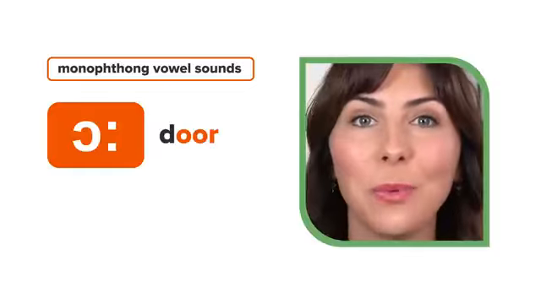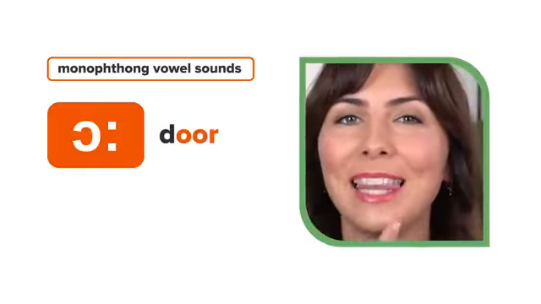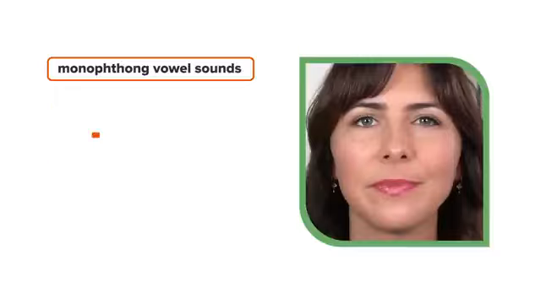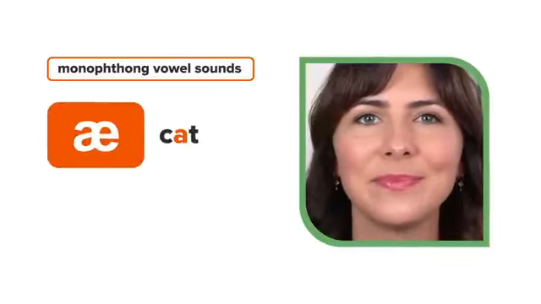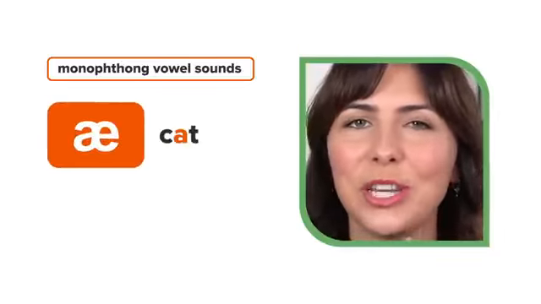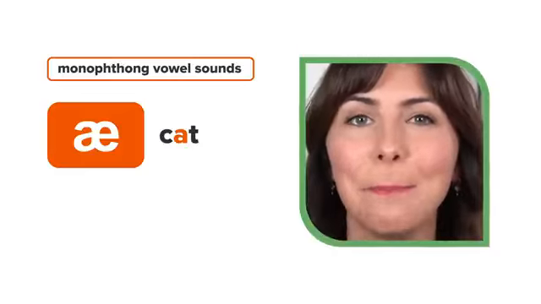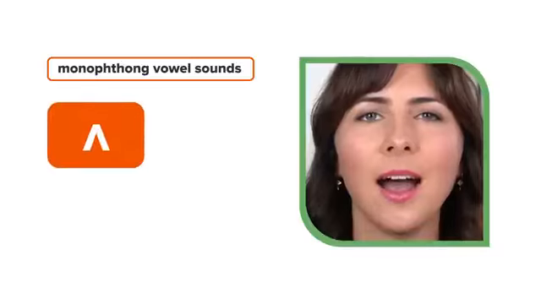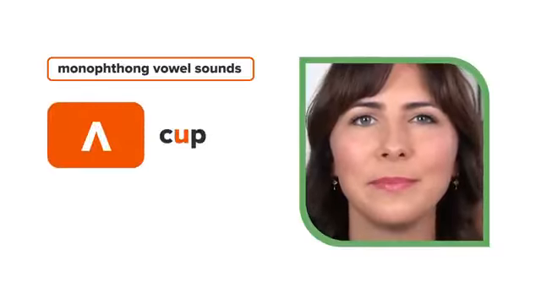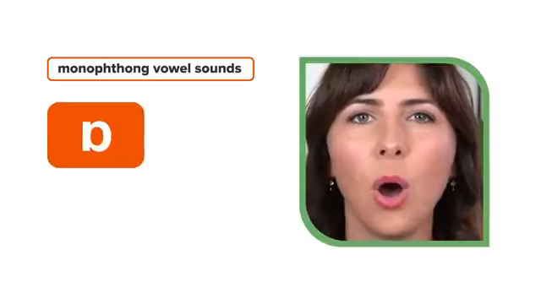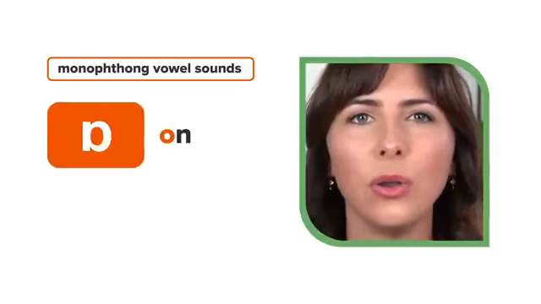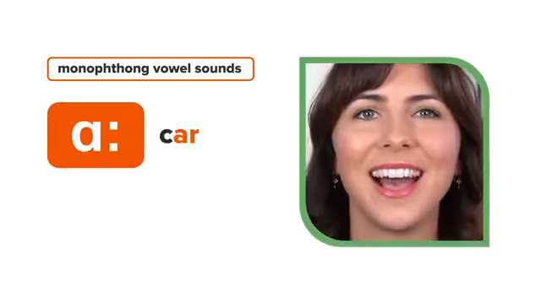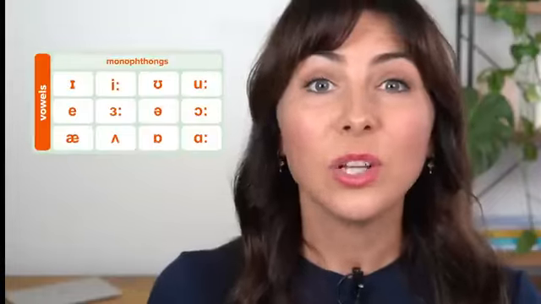I like to remember this one by imagining the shape of my lips, the same shape as that symbol. Or, a. And again, I like to remember the shape of my mouth with this symbol. It's big, it's open. A. Cup. O. On. Car. So here's a quick tip.